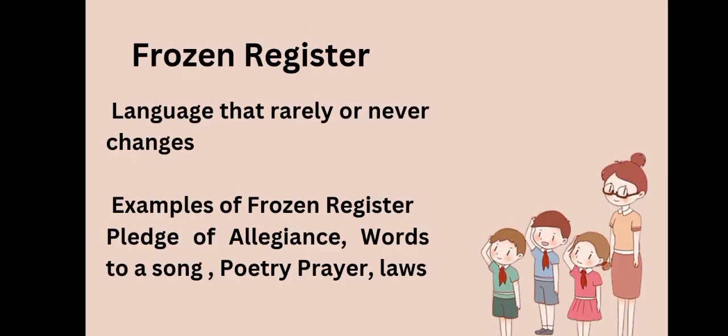First is the frozen register, language that rarely or never changes. Examples are the Pledge of Allegiance, song, poetry, prayer, and laws. And our national anthem is also an example of frozen register. Frozen register also has a specific audience. This register is also learned by a person and passed down from generation to generation to preserve it.